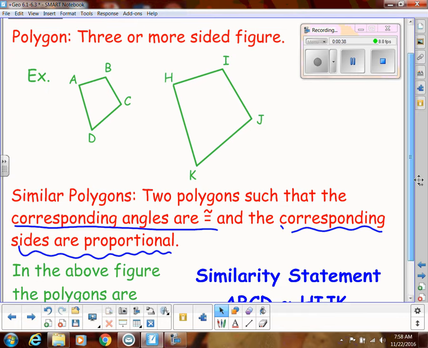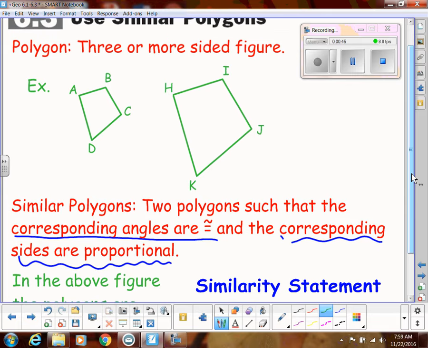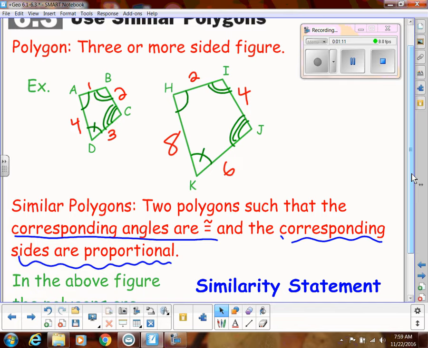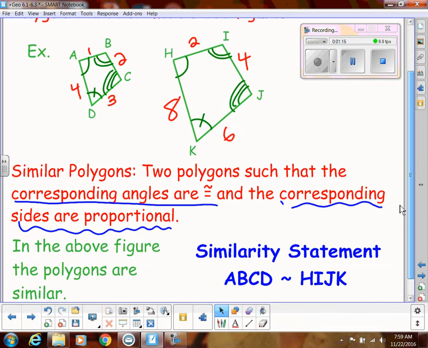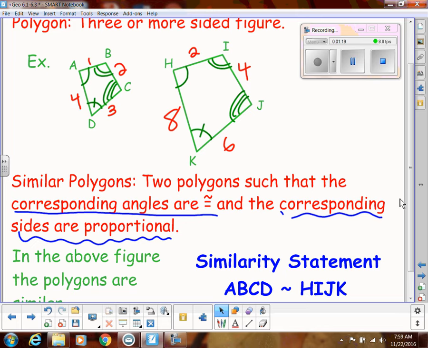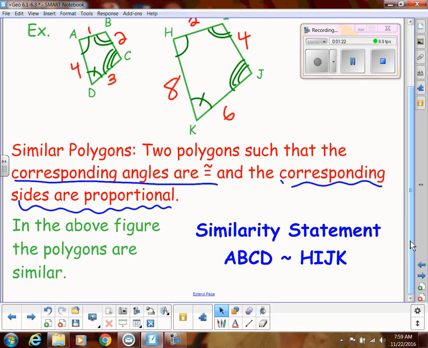All right, so for example, let me see what I said. A, B, C, D, H, I, J, K. So if A was congruent to H, B was congruent to I, C was congruent to J, and D was congruent to K. And then let's say that this side was 1, 2, 3, 4, and this side was 2, 4, 6, 8. Then notice that all of the angles are congruent, and the sides are proportional. Notice that all of these sides are twice as big as those sides on the left. So I can say those two polygons are similar, and here's our similarity statement.